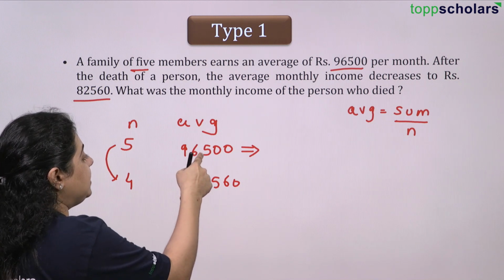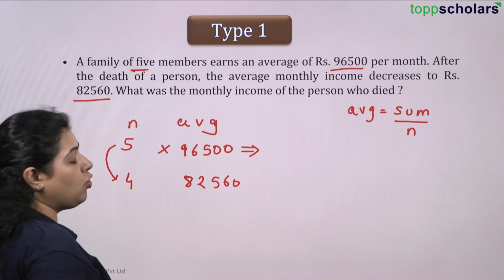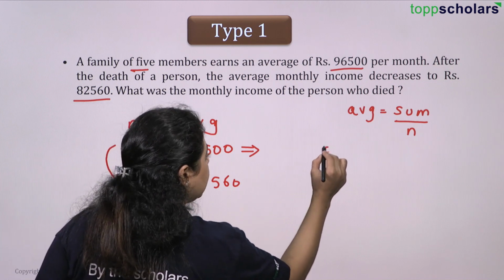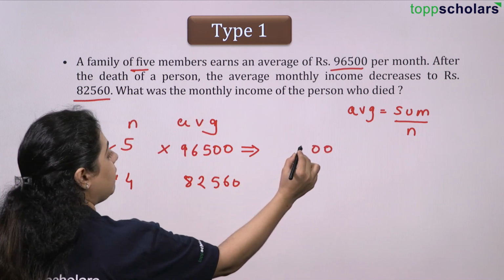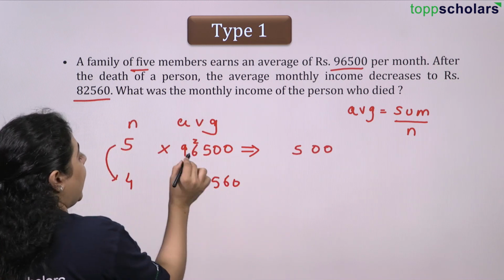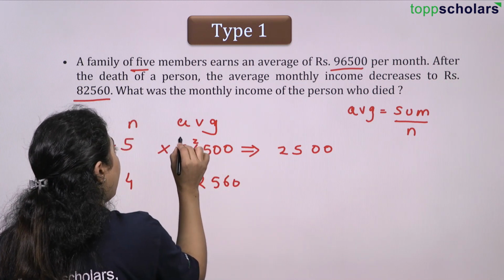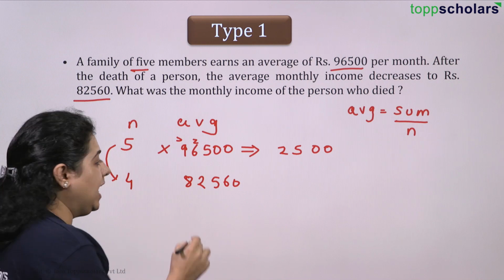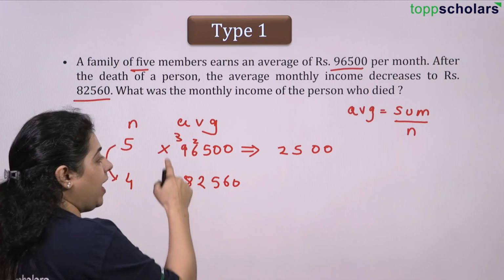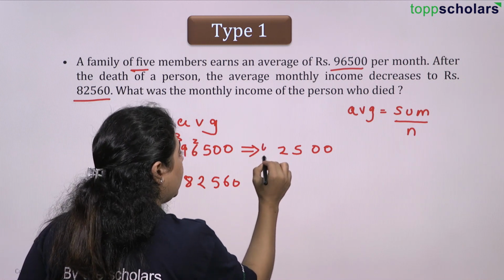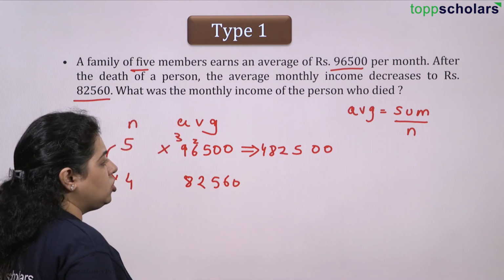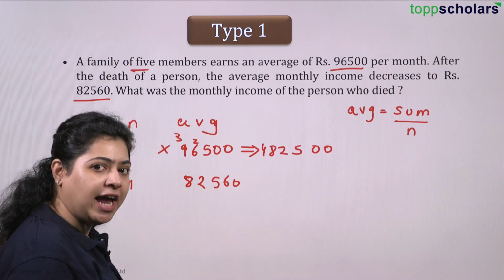So 96,500 into 5, if we do, we get 0, 0 here. 5 into 5 gives us 25. 5 into 6 is 30 and 2, that is 32. And 5 into 9 is 45 plus 3, we have 48. So this is the sum of the 5 people.